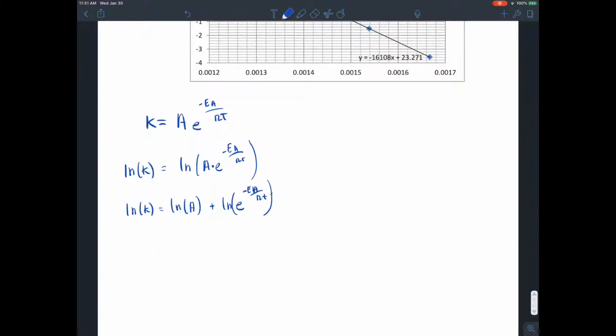When we do that, getting the natural log of e will cancel out the natural log in that. So we're left with just ln K equals negative Ea over RT plus ln A.